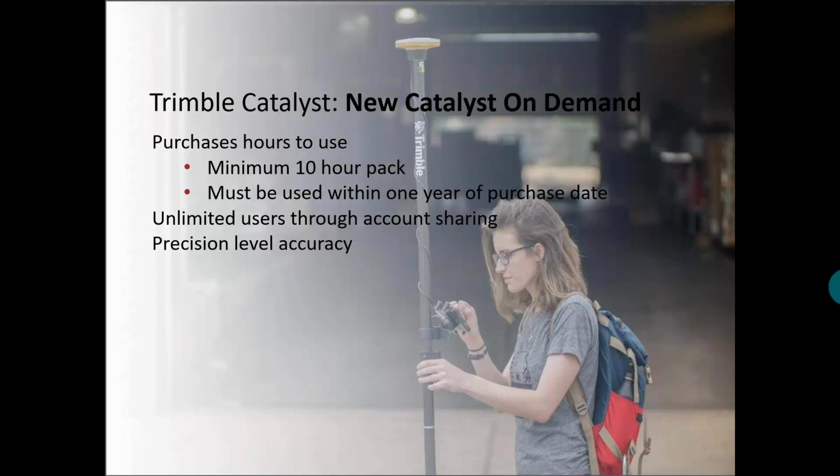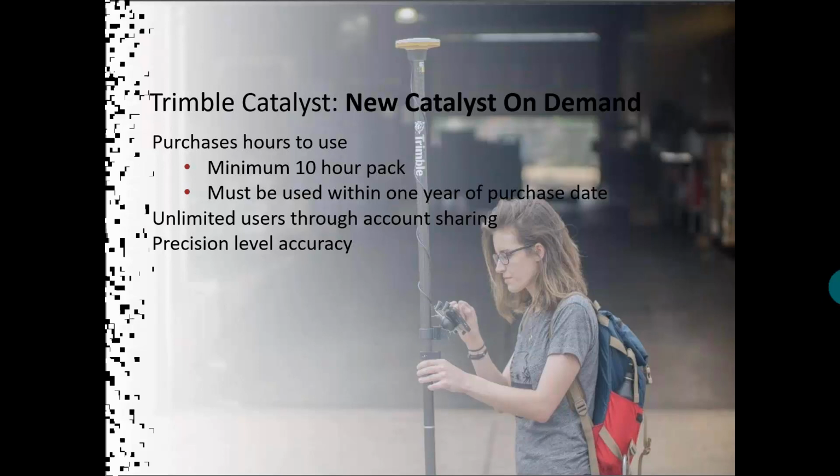The nice thing is that with the hours comes unlimited users and account sharing. So you can share this across your organization, and anybody that's assigned to your account can have access to these hours. And it'll always be the precision level at the highest. If you are in an area where you don't have cell coverage and don't have the option to connect to VRS Now or a local station, then that accuracy is going to drop back, but it will be precision if you have the option to do that.